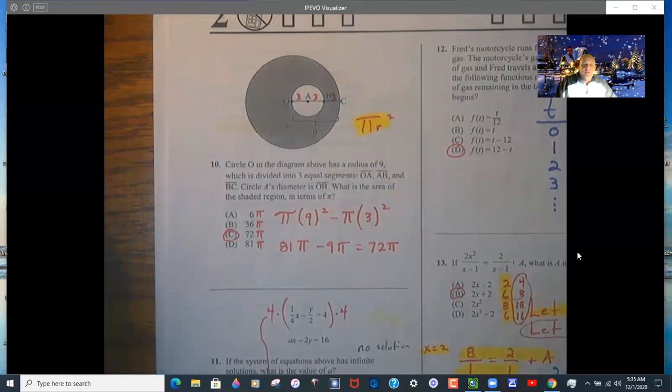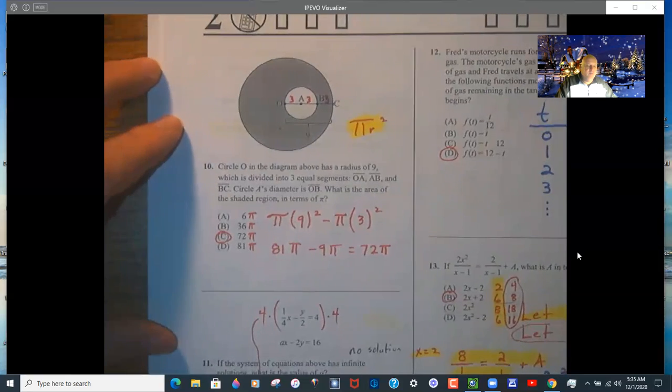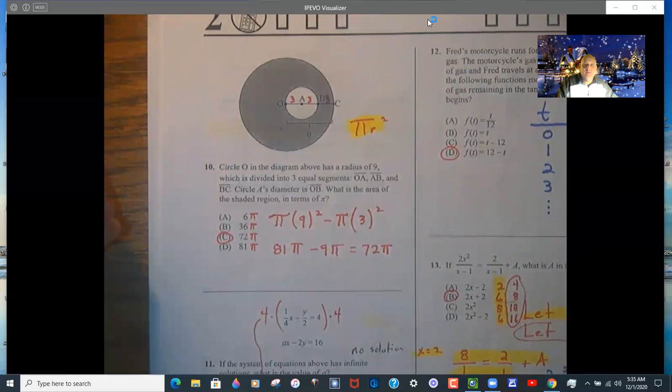All right, so that's the first 10 on the no calculator part of the first practice test for your 4th lesson in test prep.